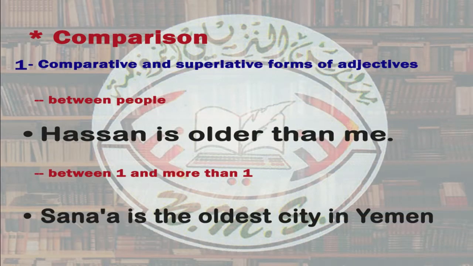Number 2, superlative, when we compare between one person and more than one person, or compare between one thing and more than one thing. For example, Sana'a is the oldest city in Yemen. We compare between Sana'a and all the cities in Yemen.